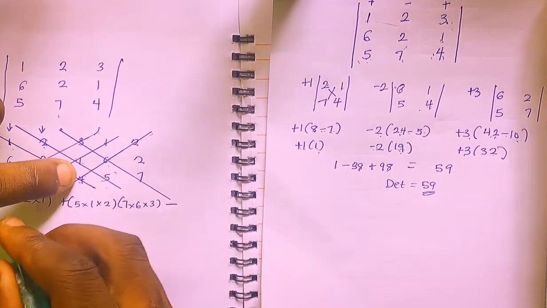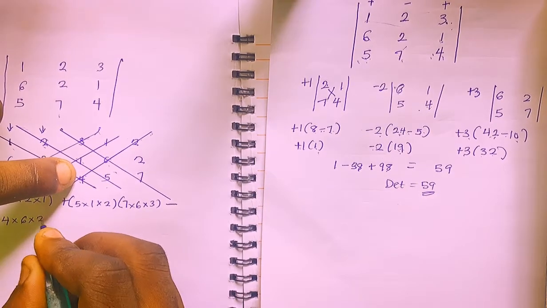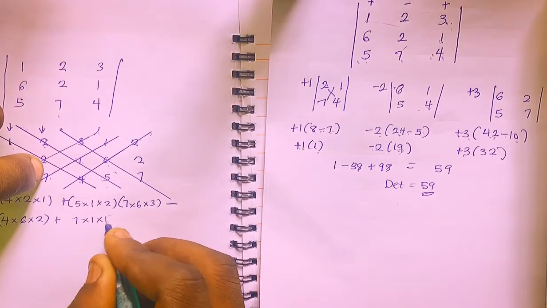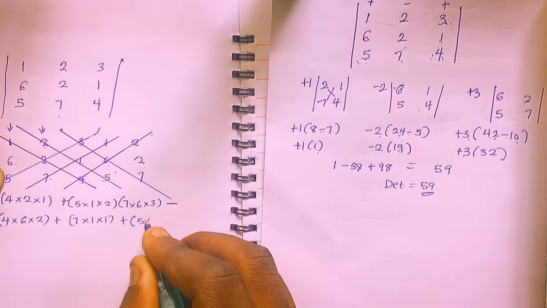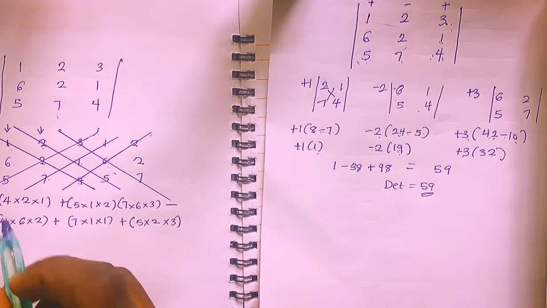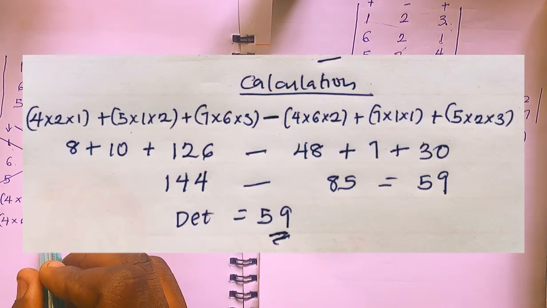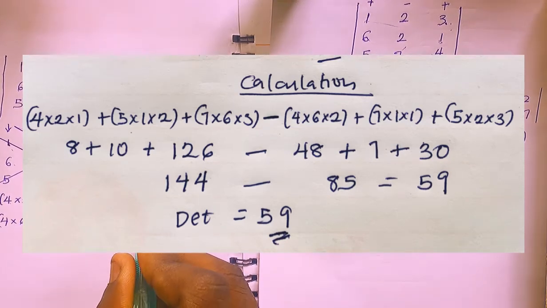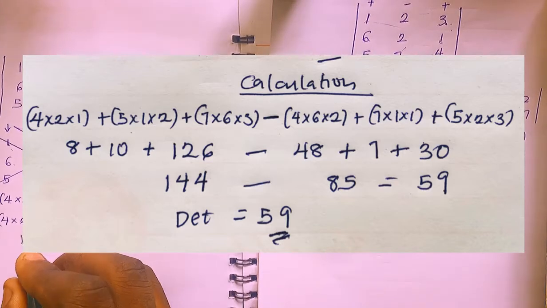Then here we're having 4 times 6 times 2 into brackets, plus we are having 7 times 1 times 1, you put inside brackets, plus open another bracket, we are having 5 times 2, this is 2, and also multiply out by the 3. Then let's multiply all this together, we are having 4 times 2 times 1, which is 8, right? Plus this. So the total number here, if you multiply it and add everything together, is going to give you 144.